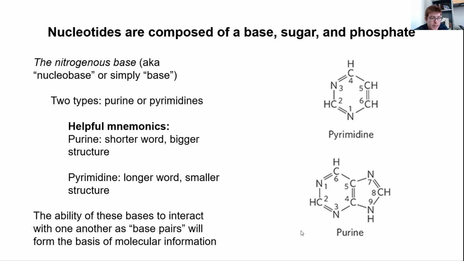And again, this is one of those things where you really want to know what a purine and what a pyrimidine looks like. And some helpful mnemonics that I've used for a long time is that purine is the shorter word, but it's the bigger structure, and pyrimidines are the longer words, but the smaller structure. And so that's a mnemonic I've used since undergrad to help me remember which structure is associated with which word. And as we'll learn, the ability of different pyrimidine and purine bases to interact with one another in what are called base pairs is going to form the basis of molecular information in nucleic acid polymers.